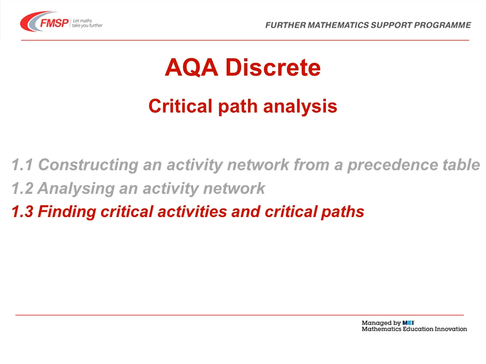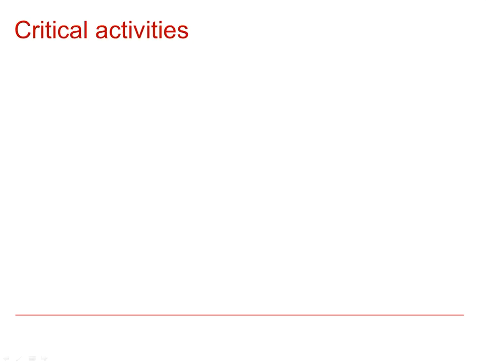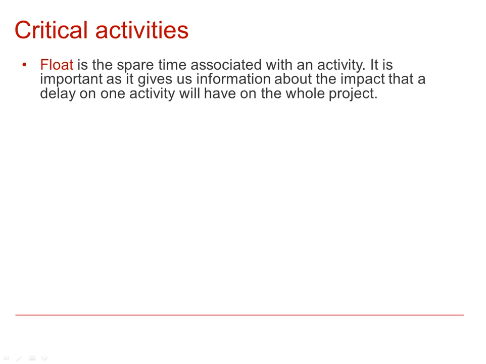This is a video for AQA Discrete Mathematics, Critical Path Analysis, section 1.3, where we're looking at critical activities and critical paths. To discuss critical activities, we first need to define what we mean by the float time. This is the slack that might be available in a particular activity. The float time then is the spare time associated with an activity.